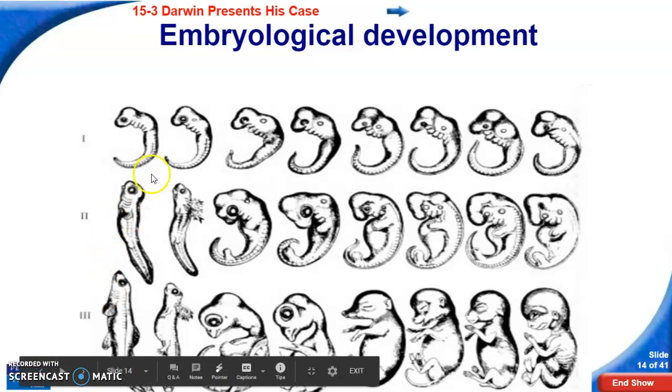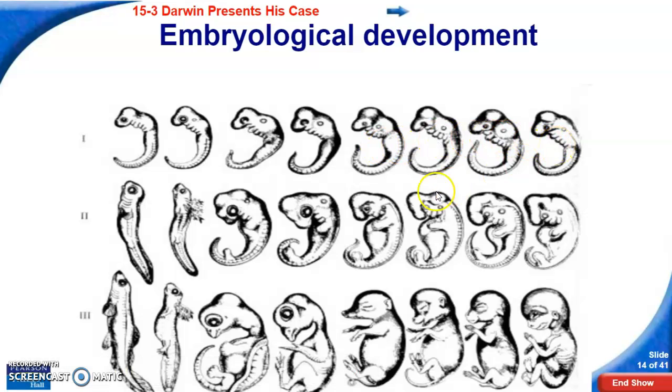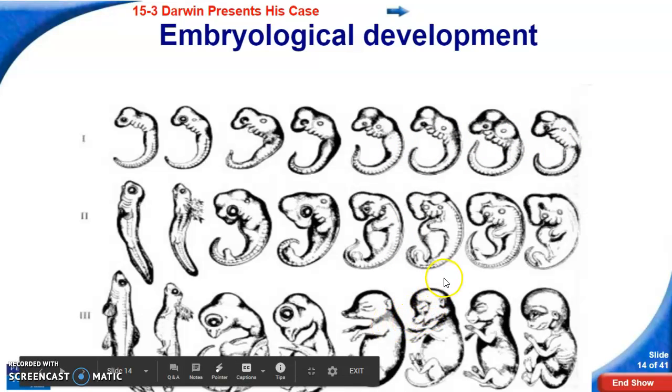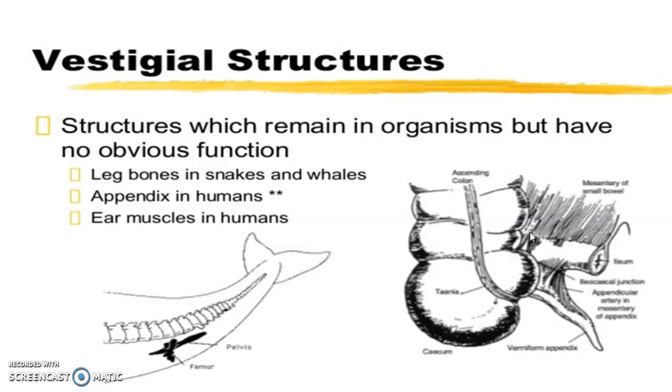Embryology, notice how all the embryos look really similar to each other. It's hard to tell embryos apart until they start growing bigger, getting older. Vestigial structures are structures which remain in organisms, but they don't have an obvious function. Why do snakes have leg bones? Why do whales have leg bones? They don't walk. Those are vestigial structures.